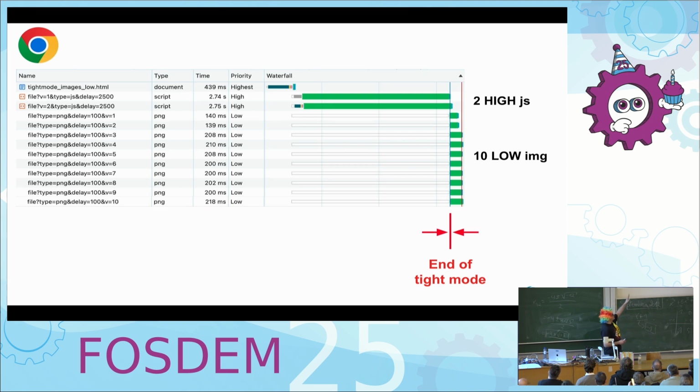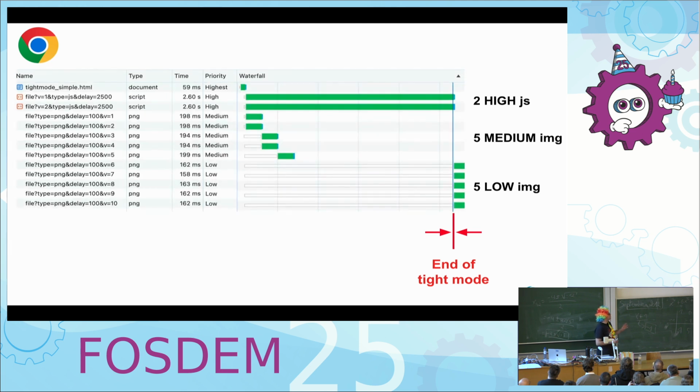So you can clearly see that while the browser has discovered all 12 resources at the same time, it waits requesting the images until the 2 JavaScripts are done. It waits requesting them, not even downloading them, requesting them until the 2 JavaScripts are completely done loading. Clearly showing that there is this tight mode thing going on. Now, this is what you would have seen in Chrome about 1.5 years ago. If you do this now, you will see something more like this, where suddenly 5 of those images are being loaded in that tight mode at first phase as well.